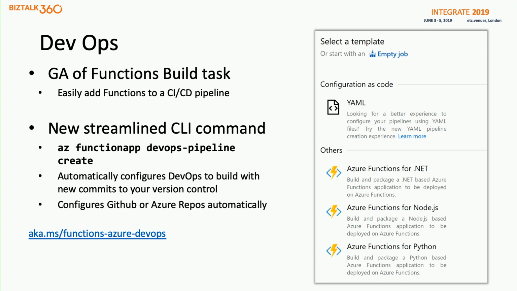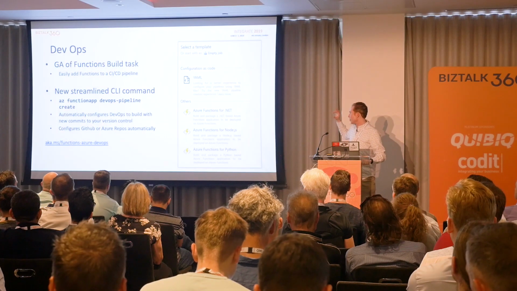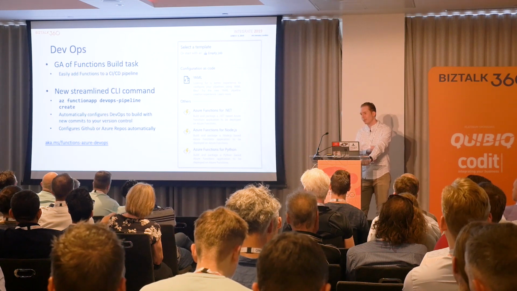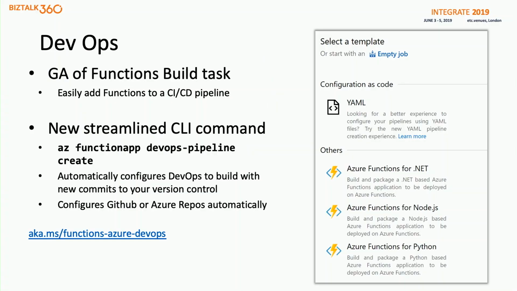This is how it looks when you're deploying a DevOps function app. You now have the option to click in and add a build step for .NET, Node.js, and Python. You used to have to import PowerShell commands and do this manually, and you can now do it automatically.